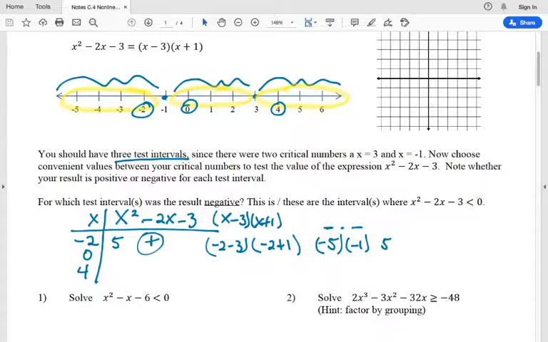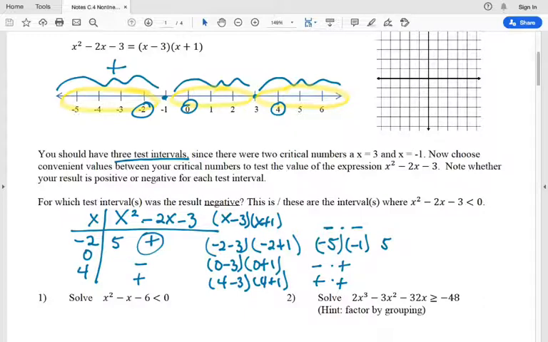So let's plug in 0. We're going to do 0 minus 3 times 0 plus 1. That gives me a negative times a positive. A negative times a positive is a negative. Okay, when we plug in 4, we're going to do 4 minus 3 times 4 plus 1. 4 minus 3 is a positive value. 4 plus 1 is a positive. When you do a positive times a positive, you get a positive. So in this interval, on the left-hand side of -1, it's a positive interval. It doesn't matter which number you plug in, it's going to give you a positive value.